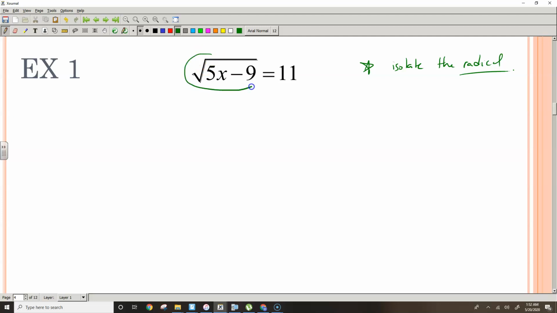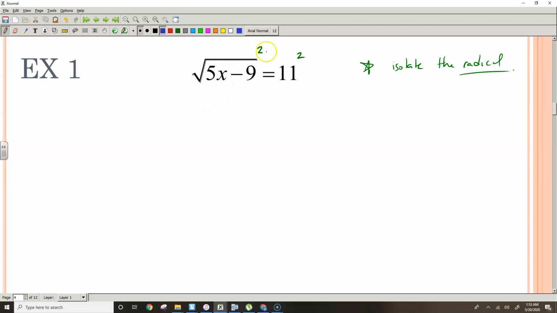So I have the square root, that term by itself, because I want to set this up to get rid of that square root. Now we're going to do the inverse operation, which is to raise everything to the second power, or square both sides. So I'm going to square everything on the left, and I'm going to square everything on the right.